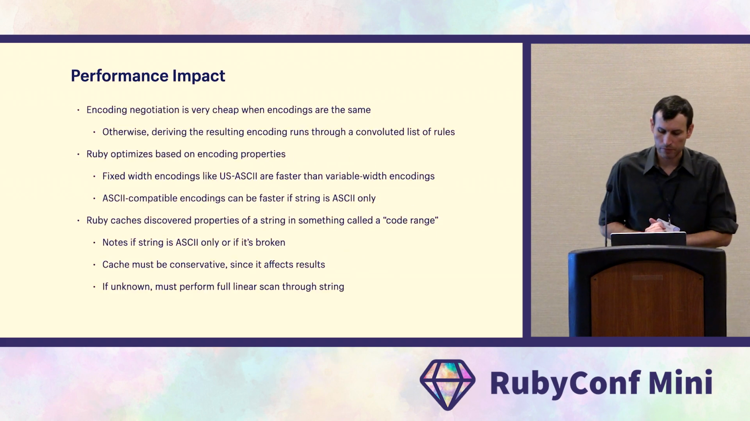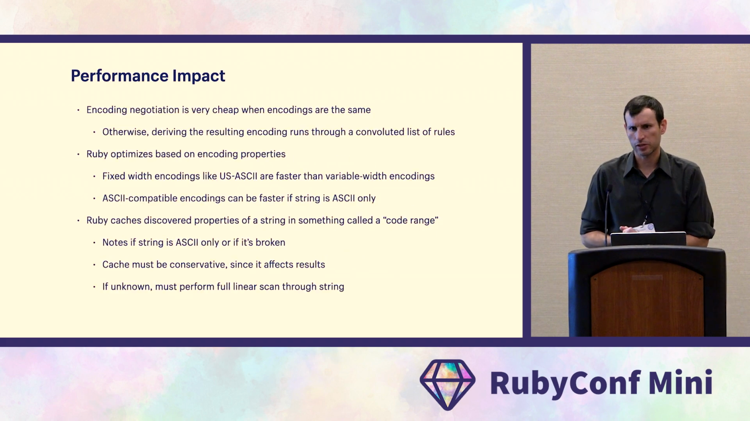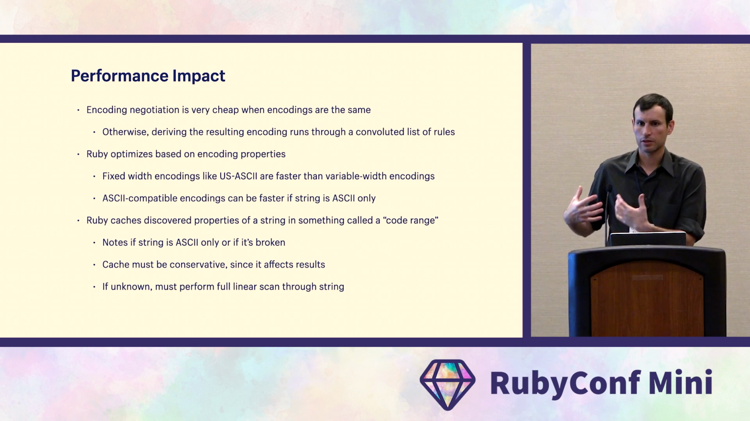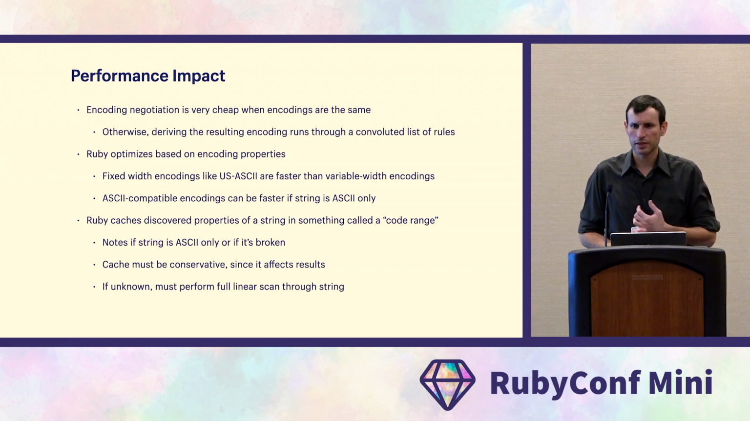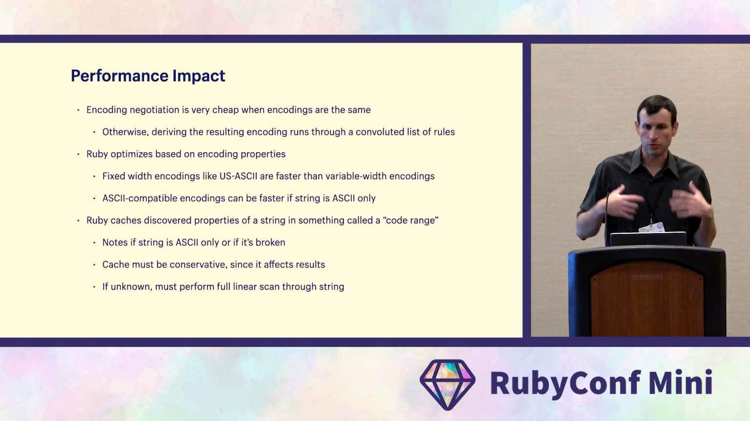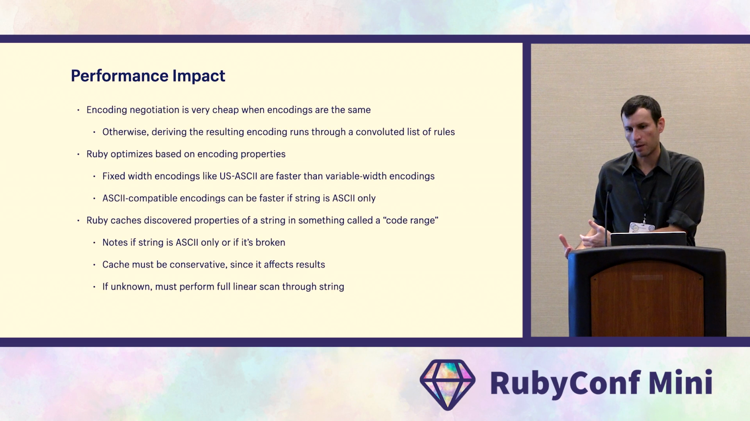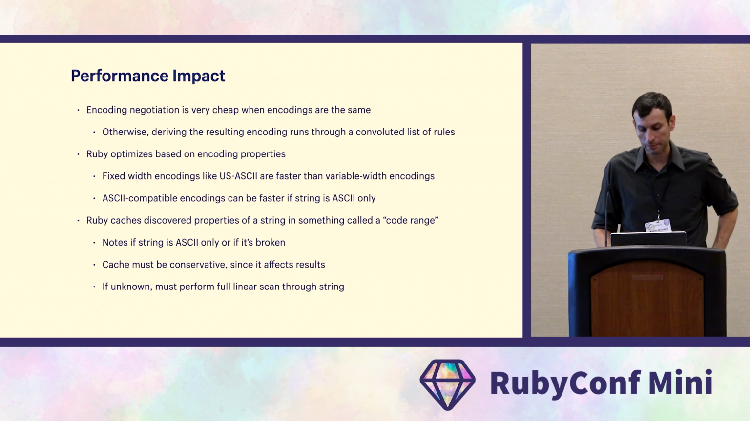Yeah, I went too far. Ruby has this cached metadata associated with strings, something called a code range. As long as the string doesn't change, the code range will stay the same. This basically just tells you, is the string consisting only of ASCII data, and is the string valid? And if those properties hold, then Ruby is able to optimize operations on those strings just as if it were a fixed width encoding.